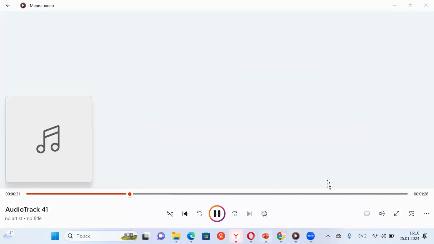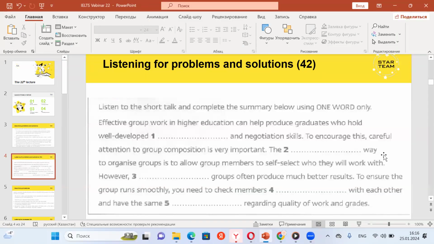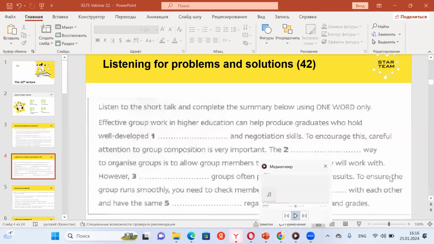More group work. However, tutors need to pay very careful attention to how they put these groups together. The traditional approach is to let students choose their own groups. Unfortunately, this rarely leads to achievement.